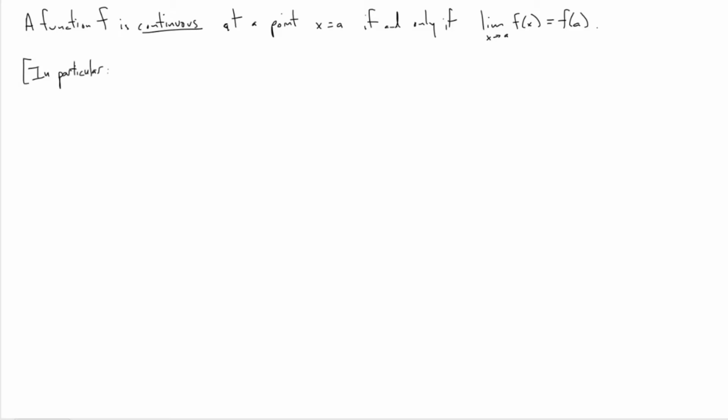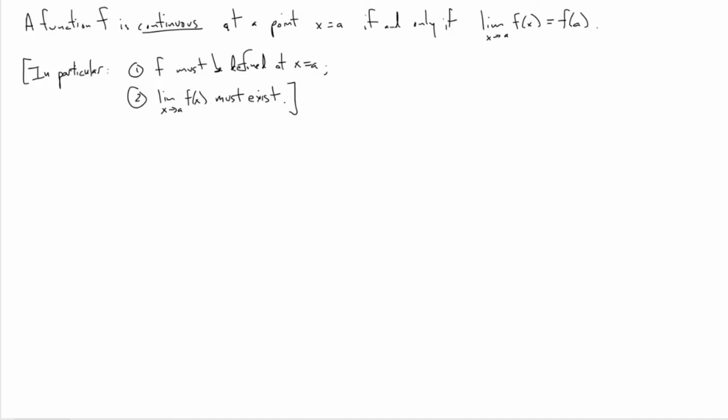There are a couple of subtleties built into this definition. In particular, the function f has to be defined at x equals a. If it's not defined at x equals a, then there is no f of a, and so it's certainly not possible that f of a could be equal to the limit as x approaches a of f of x. So the function has to be defined at a. And second, the limit as x approaches a of f of x has to exist. If that limit doesn't exist, then there's no way it can be equal to the function value at a.